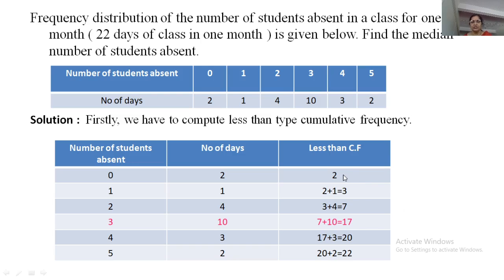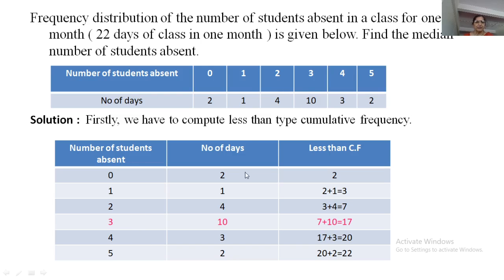So 11 doesn't lie between 2 and 3. It doesn't lie between 3 and 7, but it lies between 7 and 17. So 7 is less than 11 is less than 17. 7 is less than n by 2 is less than 17. So this class, the pink color class, is my median class, and therefore my value of median here is 3. So in this case the median of all observations is 3.